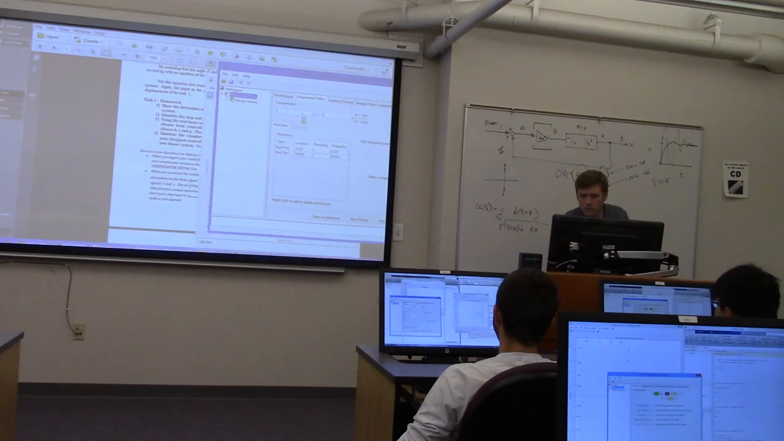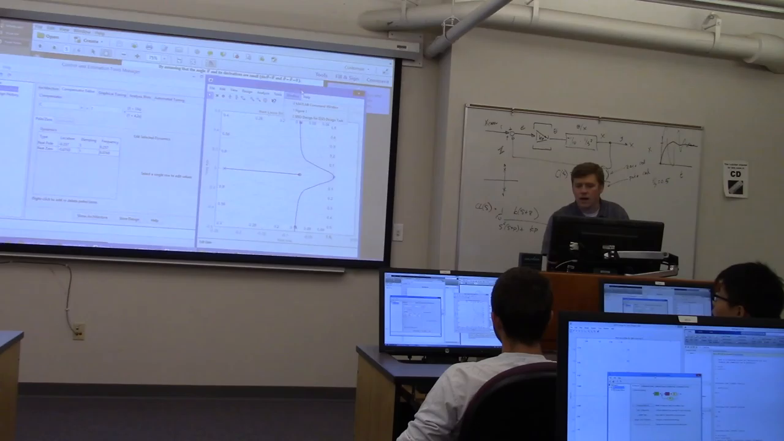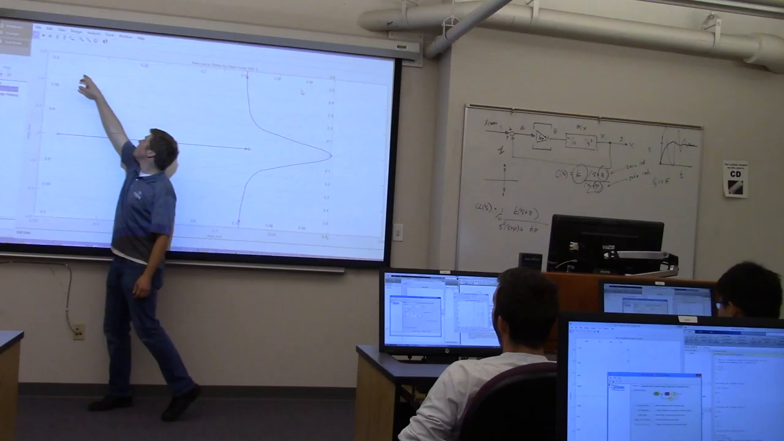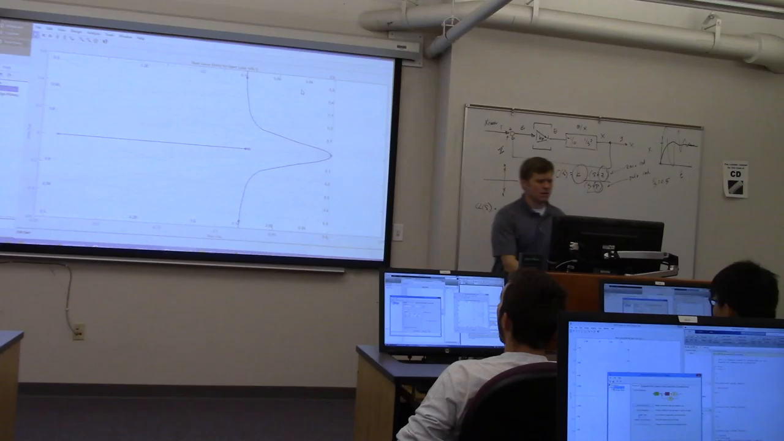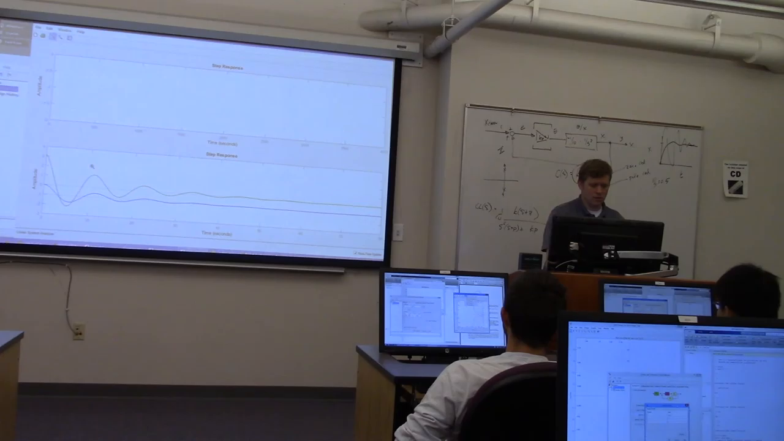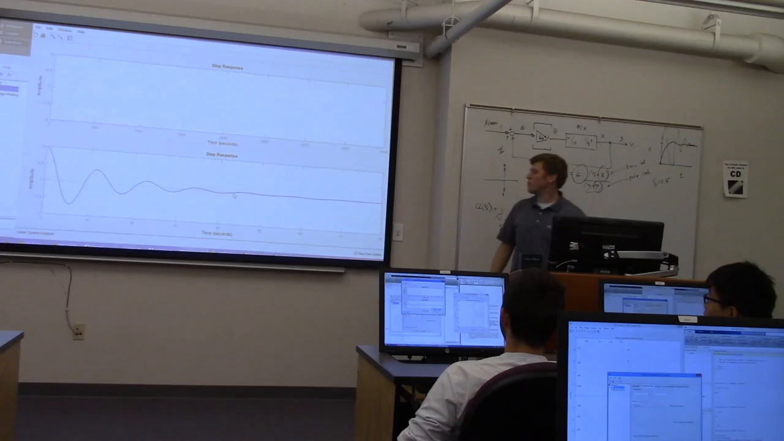But your objective, remember, these lines are lines of constant zeta. So here's a zeta of 0.8. Here's a zeta of 0.4. In this case, I have a zeta of 0.1. That might not be a really great response. Let me see what it looks like, actually. I'm curious. I can go to analysis, step response, step command. I don't want to look at that green line. I just want to look at my final line.